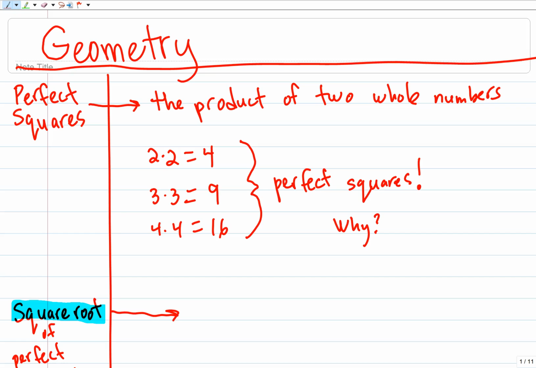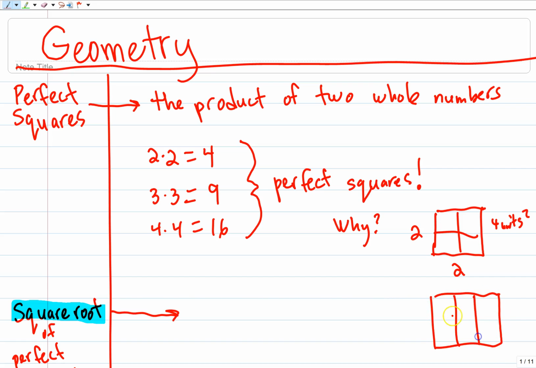Why are they called perfect squares? Because in geometry, if I was to draw out the area of this, the first one would be 2 by 2, and would have an area of 4 units squared. If I had something that was 3 by 3, notice there would be 9 square units. That's why they're called perfect squares. You can actually show them visually as a perfect square.